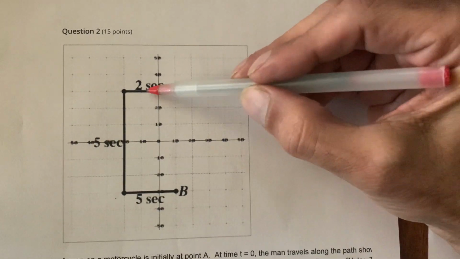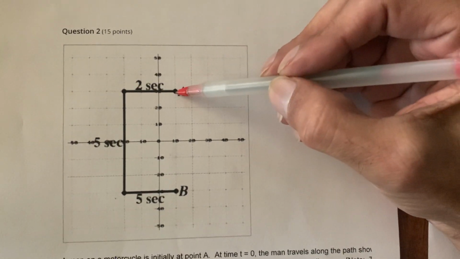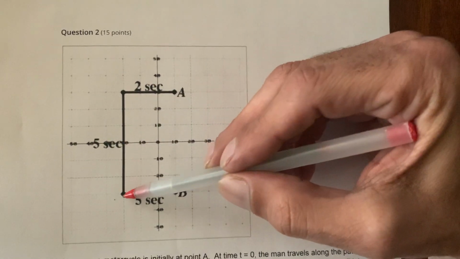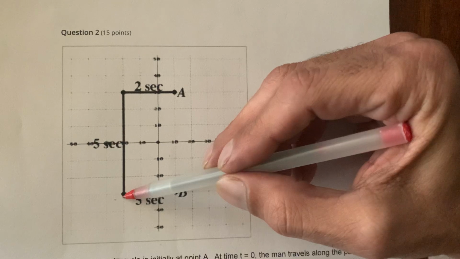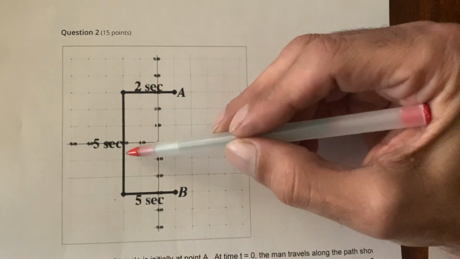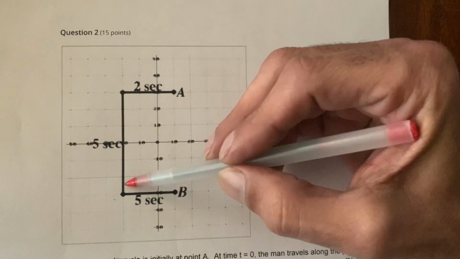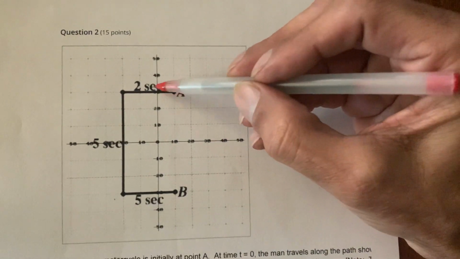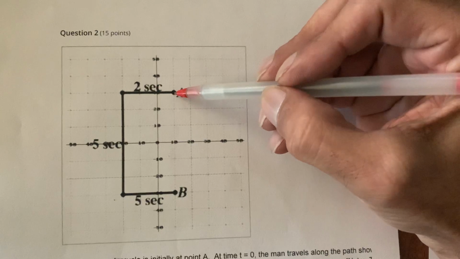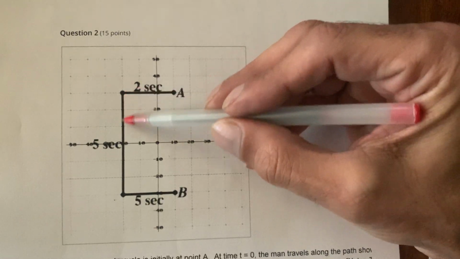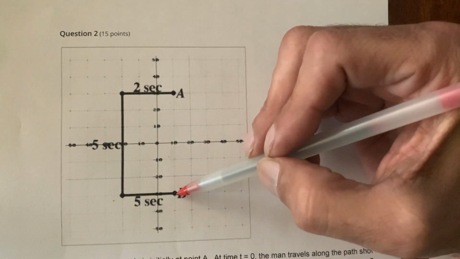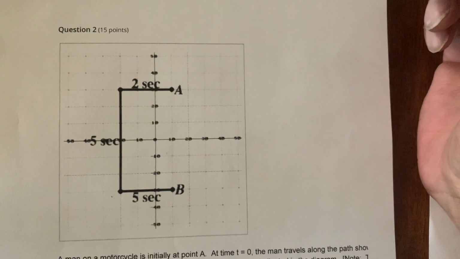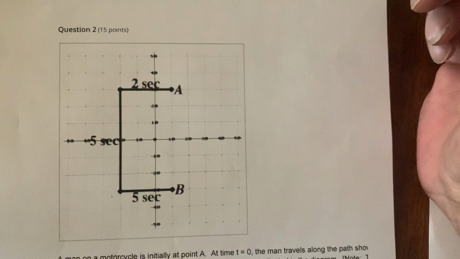So we have a guy on a motorcycle. Each of these squares is 10 meters. He starts from point A, takes 2 seconds to get here, goes all the way down in 5 seconds. That's 1, 2, 3, 4, 5, 6 blocks. That's 60 meters. And then another 30 there. And so that's his motion. He is moving in the negative x direction, in the negative y direction, then in the positive x direction. So it's a straightforward graph right there.